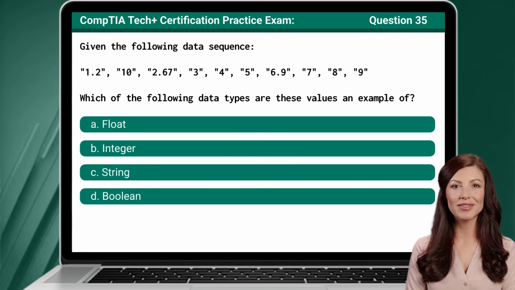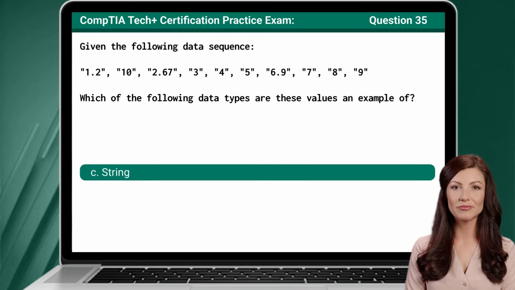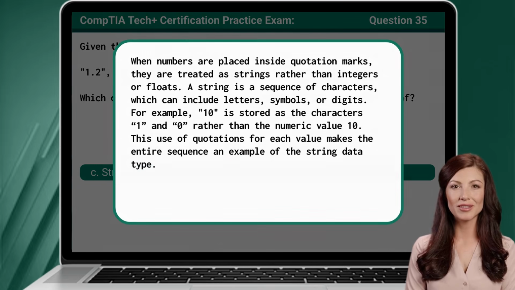The answer is C. String. When numbers are placed inside quotation marks, they are treated as strings rather than integers or floats. A string is a sequence of characters, which can include letters, symbols, or digits. For example, 10, wrapped in quotations, is stored as the characters 1 and 0 rather than the numeric value 10. This use of quotations for each value makes the entire sequence an example of the string data type.